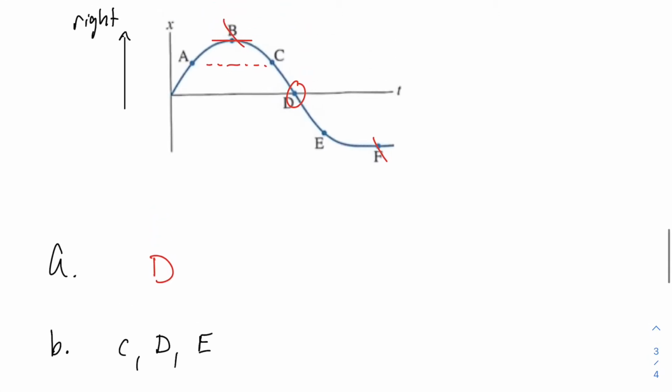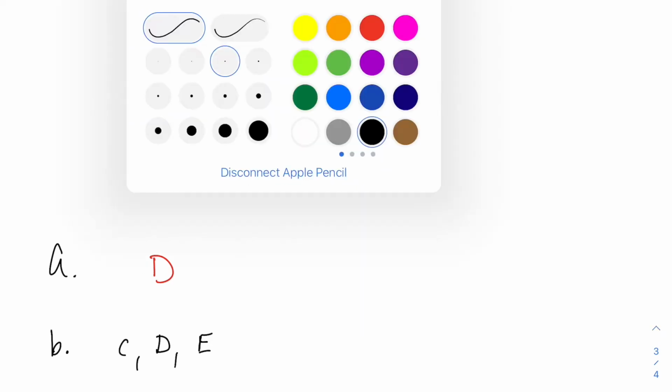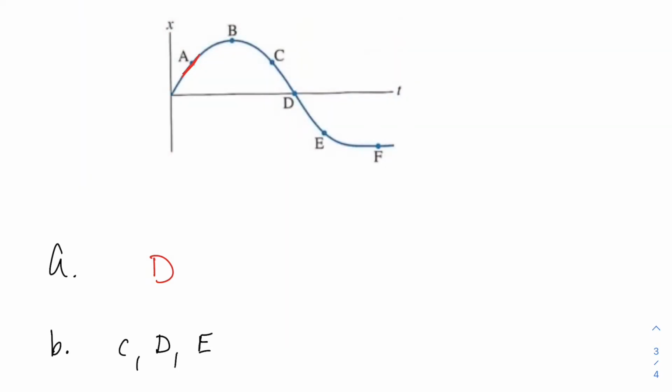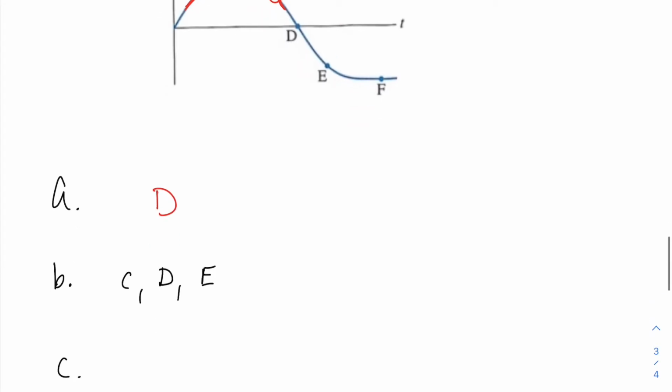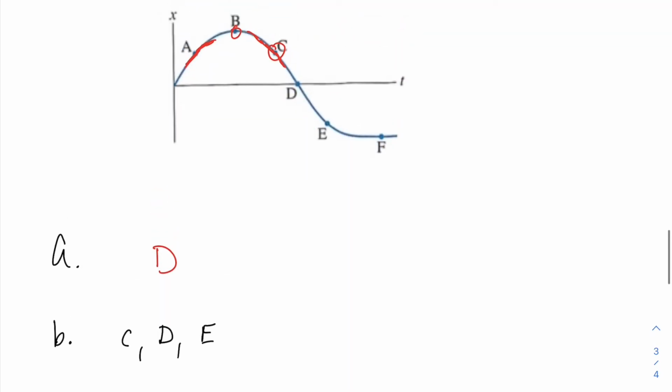So if you look at A, as time progresses, let's go ahead and get rid of some of this clutter here. If you look at A, the slope is getting less steep, so it's actually slowing down there and coming to a stop at point B. But then after point B, you can see the slope is getting steeper. So at point C, the object is still speeding up. So we're going to add that to our list here.